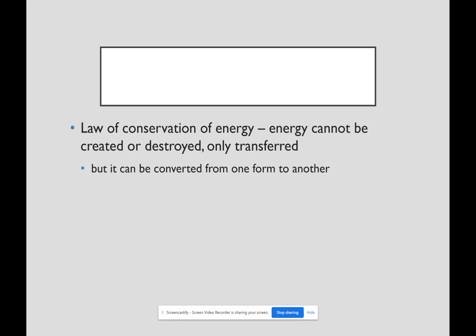The law of conservation of energy states energy cannot be created or destroyed, only transferred. It can be converted from one form to another. So like with the methane example, that was chemical potential energy that then was converted into light energy and heat energy. So energy cannot be created or destroyed. It can be transferred. It can be converted from one form to another.